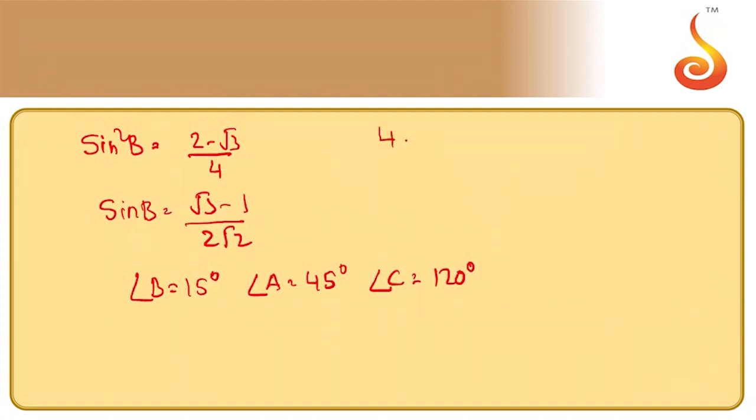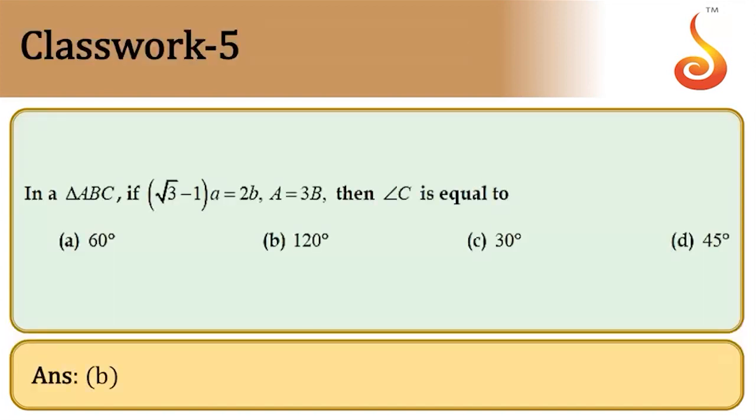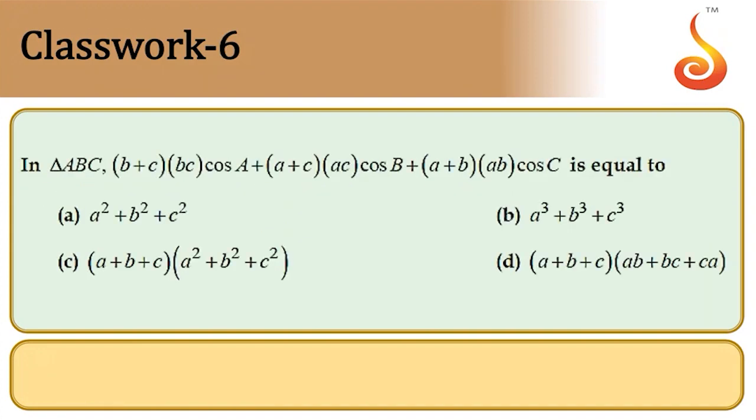So how did you get it? We write this as 4 minus 2 root 3 by 8. So this can be written as root 3 minus 1 whole square divided by 8. So you will get the required value of sin B. So example 5, answer is 120 degrees.